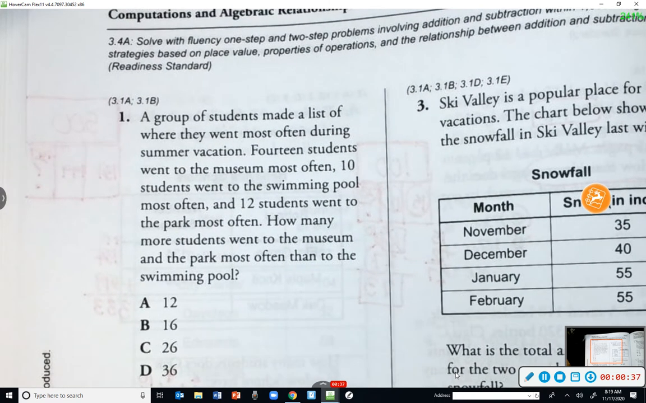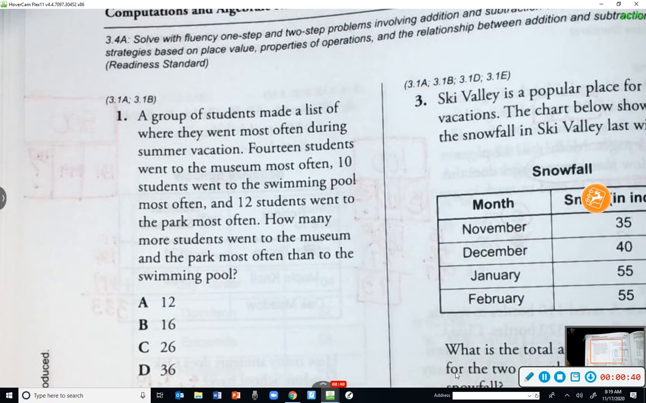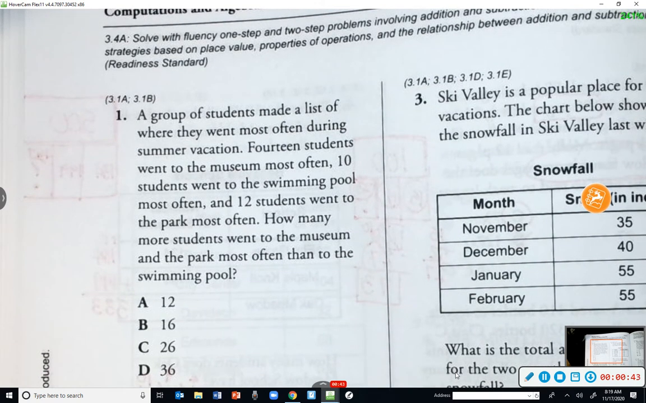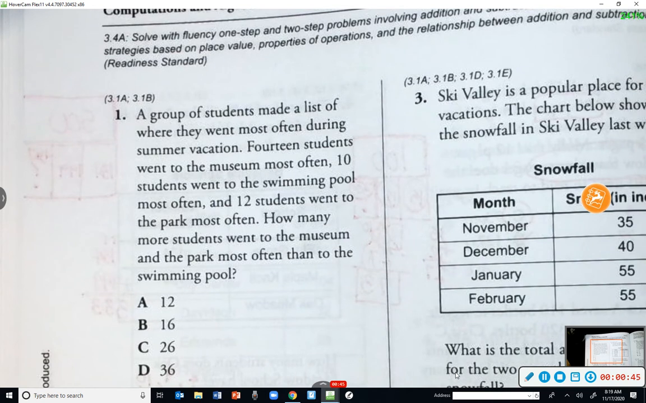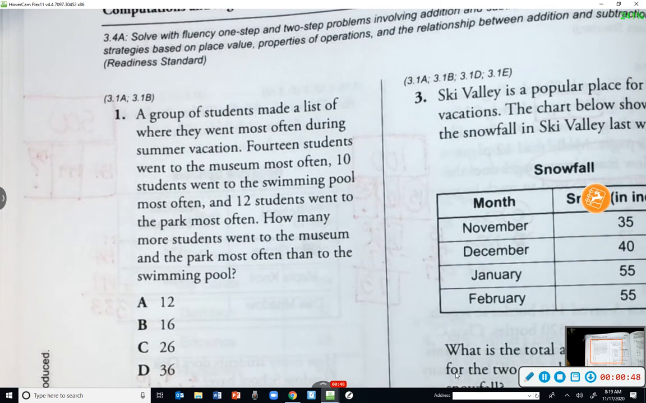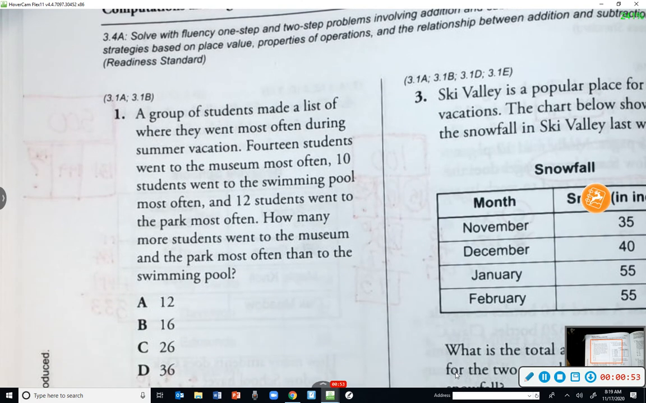Okay, number 1. A group of students made a list of where they went most often during summer vacation. 14 students went to the museum most often, 10 students went to the swimming pool most often, and 12 students went to the park most often. How many more students went to the museum and the park most often than to the swimming pool? Okay, so it's kind of wordy, meaning there's a lot of words in there that we really don't need to focus on. We just need to focus on museum, park, and swimming pool, right?